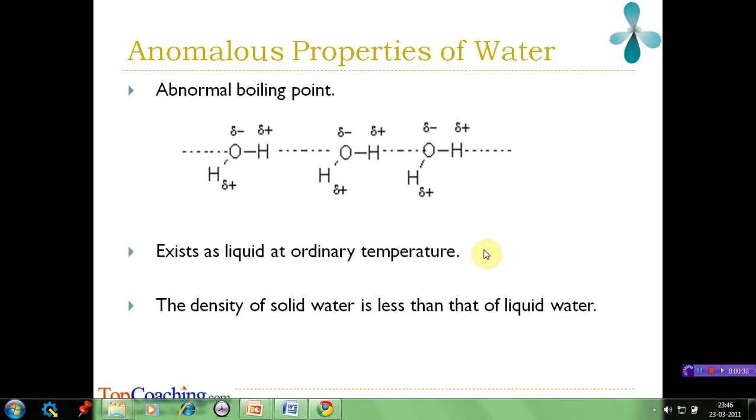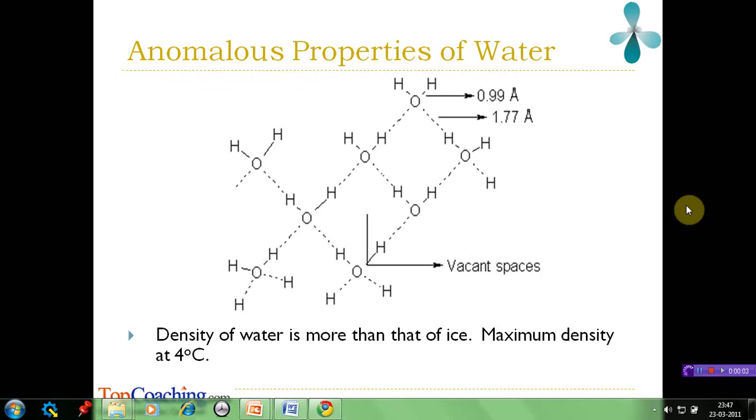Sulfur, which exists next to oxygen in its period, is supposed to show similarity with oxygen in its behavior, but hydrogen sulfide exists as a gas because there is no hydrogen bonding in it, whereas water exists as a liquid due to hydrogen bonding. Another property is that the density of solid water is less than that of liquid, while normally the density of a substance in the solid state is more than that in liquid state. The reason is that in ice, the hydrogen bonding between water molecules is more extensive than in liquid water.